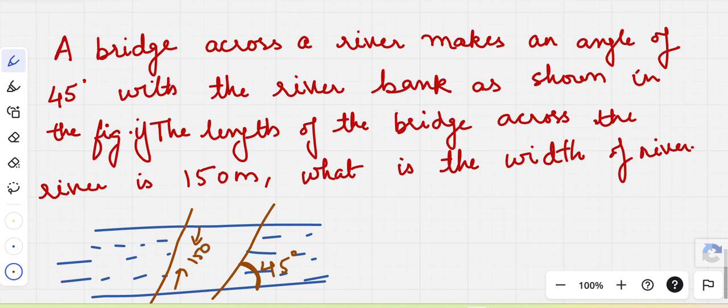What is the width of the river? Think and do it, kids. You have to find the width. It's up to you how you will do it. I want you all to think properly.